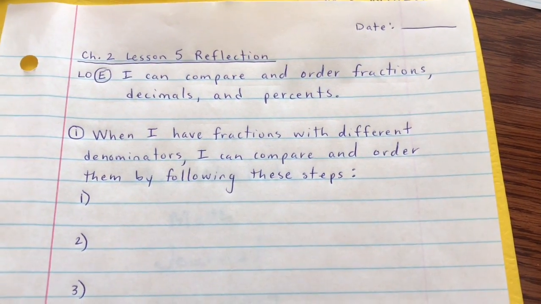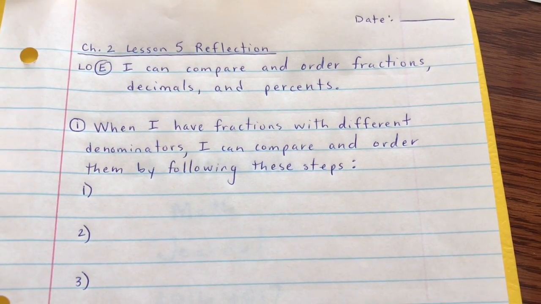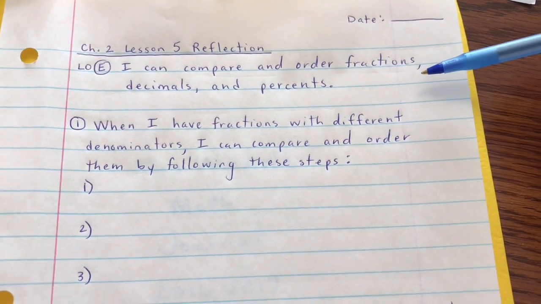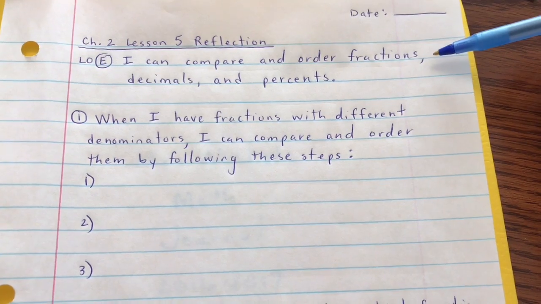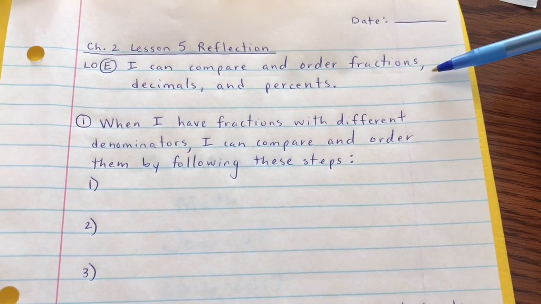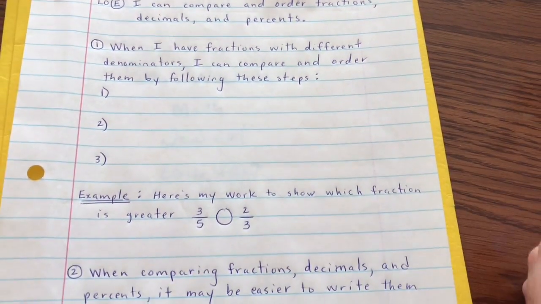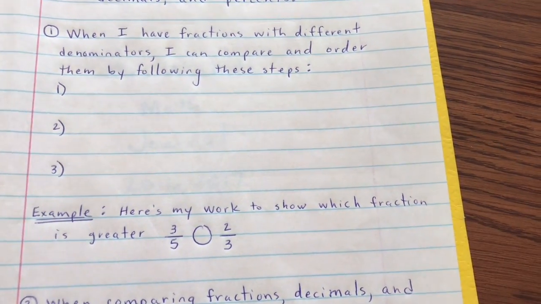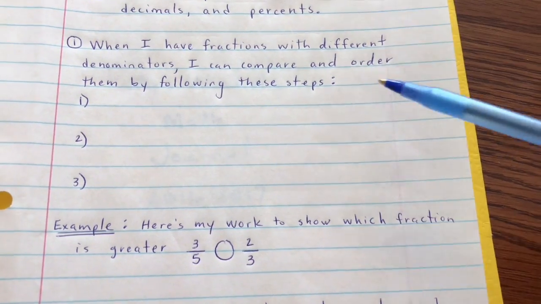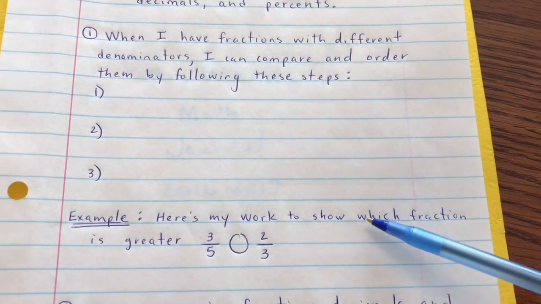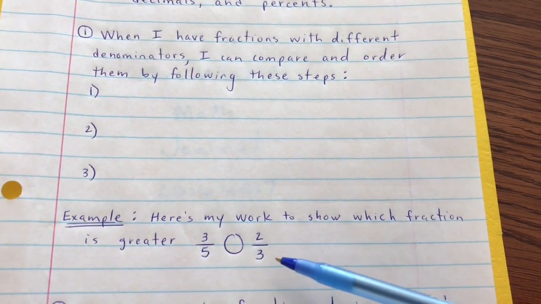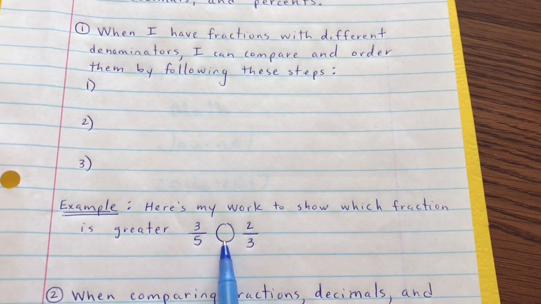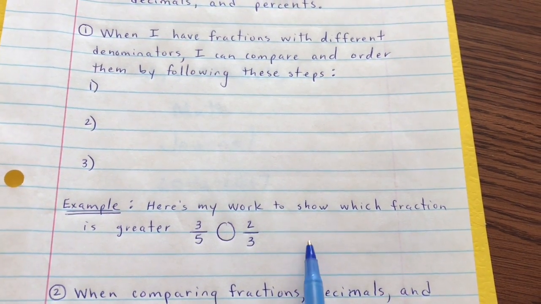All right, it's time for the Chapter 2, Lesson 5 reflection. Let's just go through what you need to do. Remember, your learning objective is I can compare and order fractions, decimals, and percents. There are 2 parts. 1, when I have fractions with different denominators, I can compare and order them by following these steps. And here's my work to show which fraction is greater, 3/5 or 2/3. You'll write the little alligator sign in here, but make sure that you show your work.